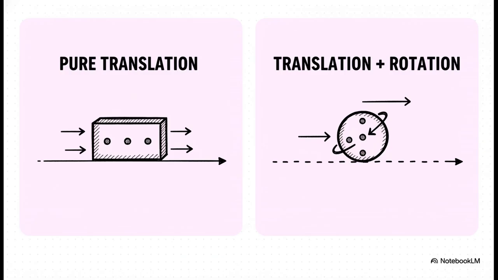Simple, right? But now look on the right, we've got rolling. Imagine a cricket ball rolling on the pitch. It's moving forward, that's the translation part, but it's also spinning. And this is the cool part. It means the tiny bit of the ball at the very top is actually moving faster than the bit at the bottom. So it's a mix of both motions.